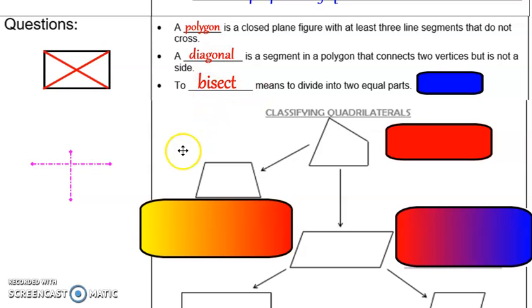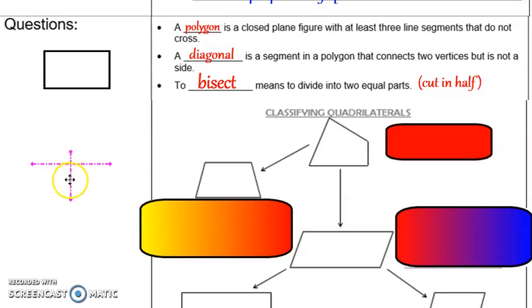To bisect means to divide into 2 equal parts. Bisect is like cutting something in half. So in this rectangle, I could cut it in half vertically, but I could also cut this rectangle in half like this. Bisect just means to cut something into 2 equal parts.